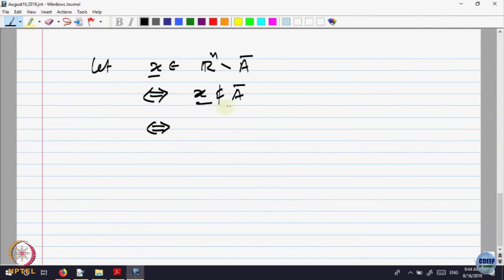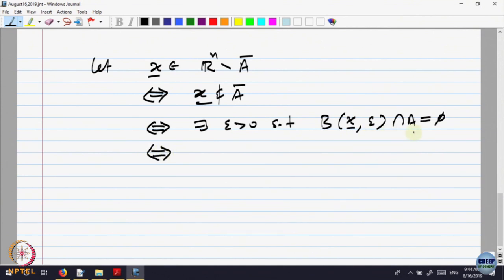So if x does not belong to the closure, what does it mean? Negation of that statement: there exists some epsilon bigger than 0 such that the ball centered at x of radius epsilon, intersection A, is equal to the empty set. That is by definition of A closure. But what does that mean? This intersection is empty, so where is that ball? It is in the complement of A.